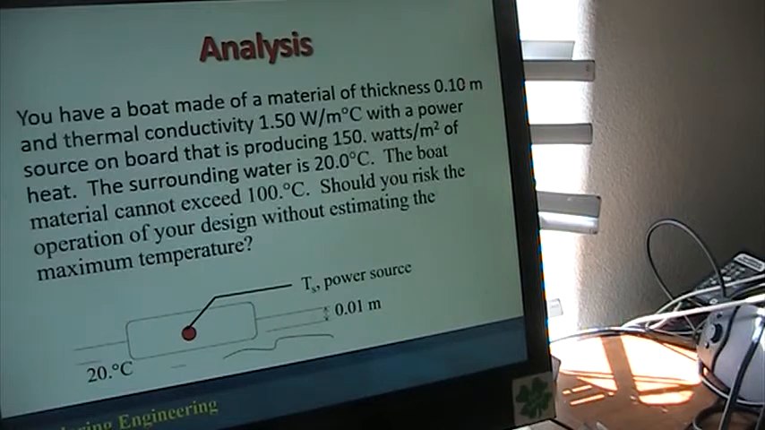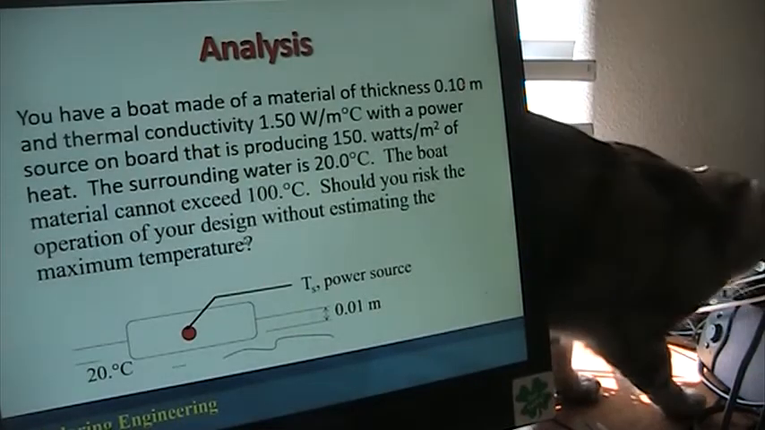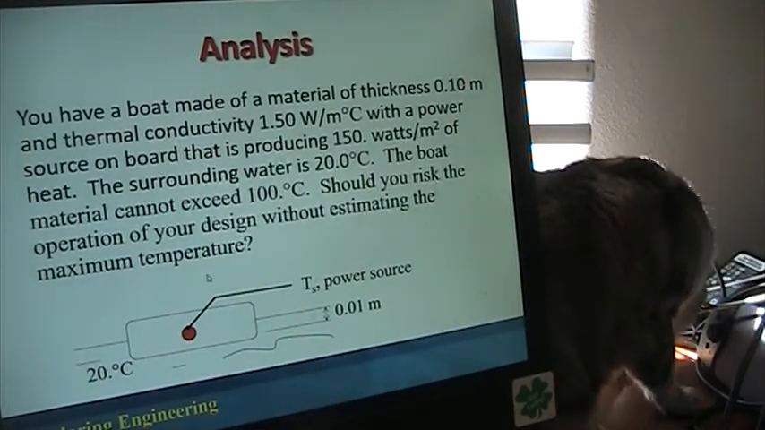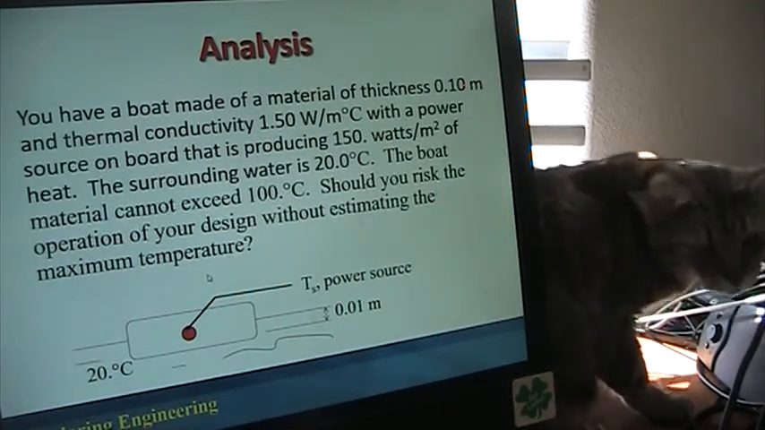That seems like a suspicious way to measure the amount of heat produced, but I'm going to go with it. The surrounding water is 20 degrees centigrade. The boat material can't exceed 100 degrees centigrade. In other words, 100 degrees centigrade would be at the boiling point. Now, do we want to risk operating our design without knowing what the maximum temperature is going to be? Okay.